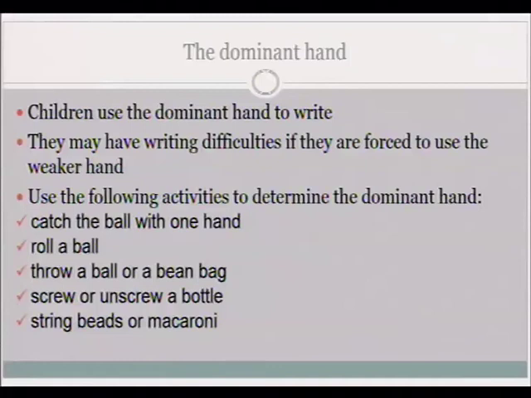We can ask them to catch the ball with one hand. We throw the ball at them and they should catch it with one hand. You'll see the one that the child wants to catch with is obviously the dominant hand. Ask them to roll a ball. They are going to roll it with the dominant hand. Throw a ball, a beanie, or a beanie bag. Obviously, they are going to use the dominant hand to throw. Unscrew a bottle, and string beads or macaroni. So all these are going to help us identify which one is the dominant hand, and we start working with the dominant hand instead of forcing the child to work with the right hand, even if it's not the dominant hand.